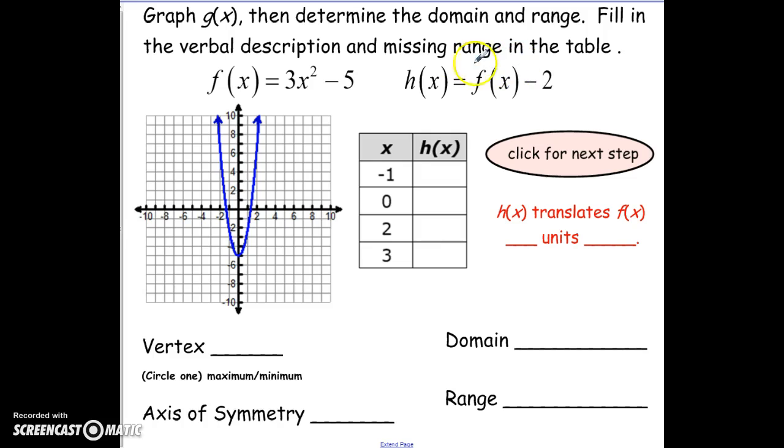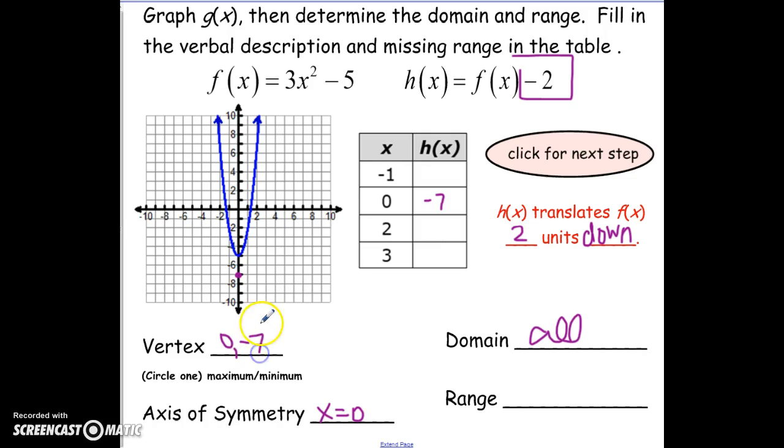On the next one, I have my original function minus 2. So from this information, I know that my parabola is moving 2 units down. I know my domain will stay the same. I know my axis of symmetry will still be x equals 0. And if I'm taking this and I'm going down 2, I know that my vertex will be at 0, -7.